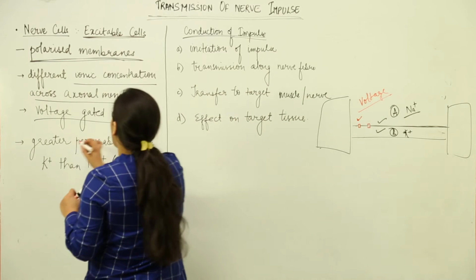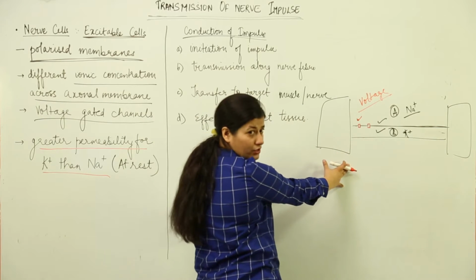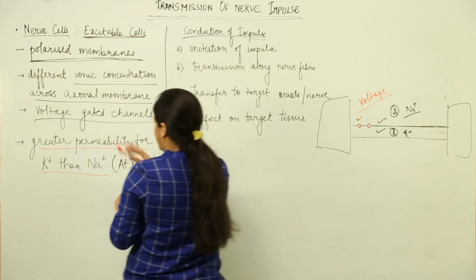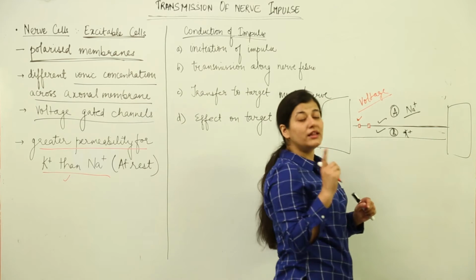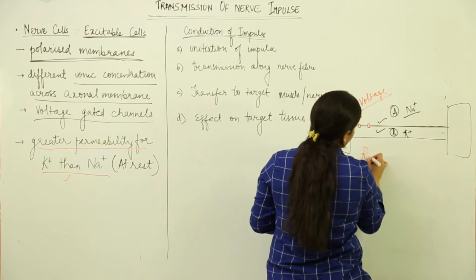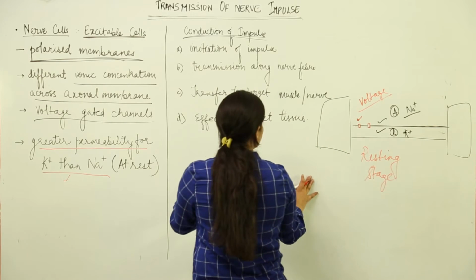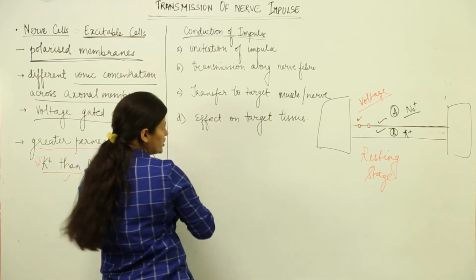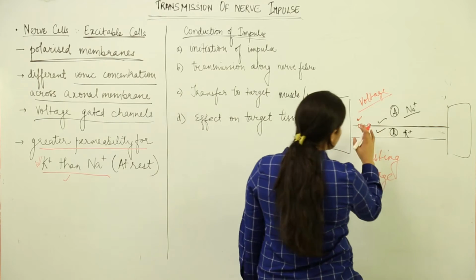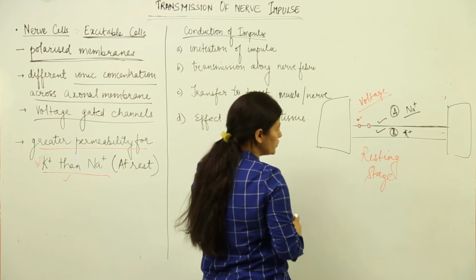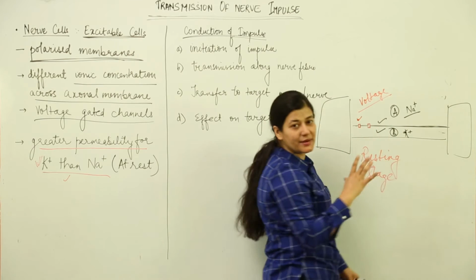So the next point is: what is the basic tendency of the axolemma, that is, the membrane of the axon, and these voltage gated channels? In the resting stage, that is, when the membrane is polarized and the impulse has not arrived, we have another term, the resting stage of the axon. In the resting stage, the permeability favors potassium ions more as compared to sodium ions. That means the sodium ions are not able to move inside the axon as compared to the potassium ions. The membrane is more permeable to potassium ions than to sodium ions.